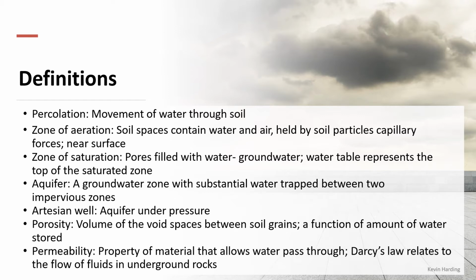Porosity is going to refer to the volume of the void space between soil grains. So obviously if you put sand in a beaker, you can see it just by looking at it that there are air bubbles in between that. And then permeability is the property of the material that allows water to pass through. So how easily can water pass through the system that we are looking at?